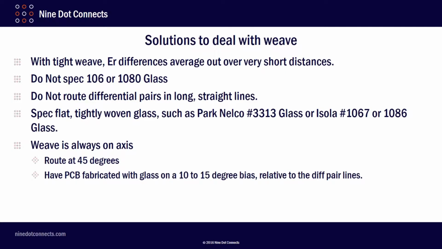So one of the ways you can deal with this, and just route your board like you normally would, is actually ask the fabricator to put a bias on the board. What they do is put the board in the machine and tilt it basically. They skew it 10 to 15 degrees. And so even though your differential pairs are running parallel to the X and Y axis, the board is not parallel to the X and Y axis.